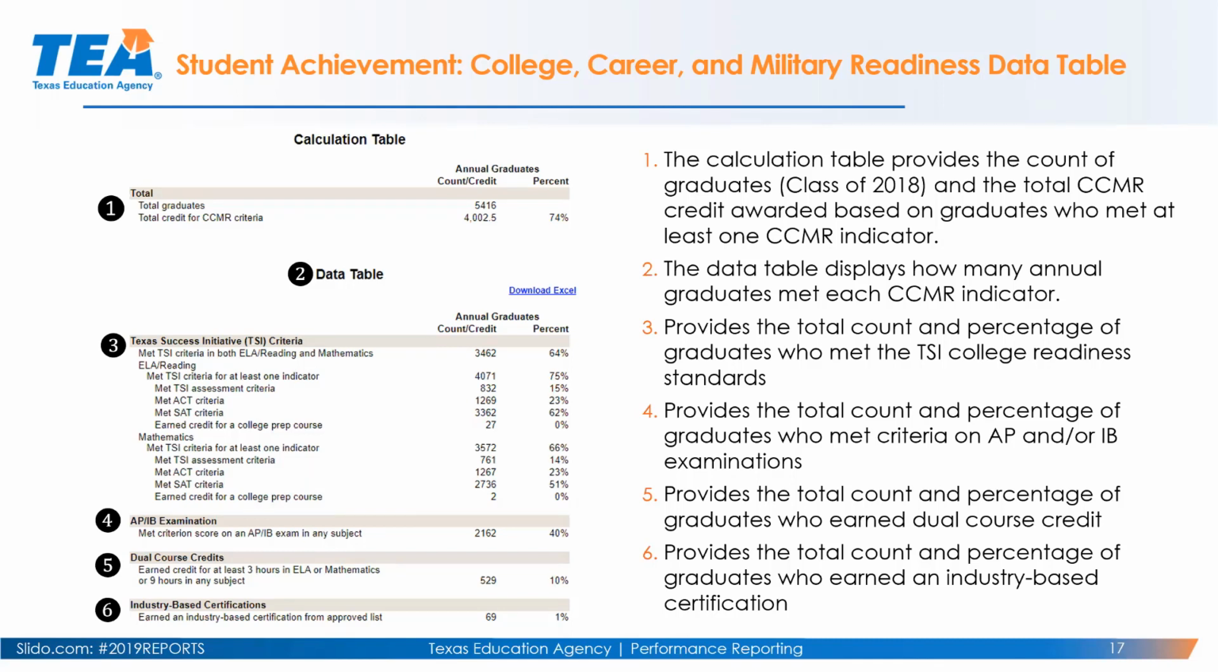If the graduate doesn't meet the TSI portion, the graduate could be considered CCMR ready by, in section 4, having AP or IB exam credit. And that would be those who meet the criteria score on the AP or IB exam in any subject area. Or in section 5, the graduate could meet the dual credit course requirements. And that would be the graduate earning credit for at least 3 hours in ELA or math, or 9 hours in any subject area for dual credit. Section 6 would be our industry-based certifications, where a graduate would earn an industry-based certification from an approved list.